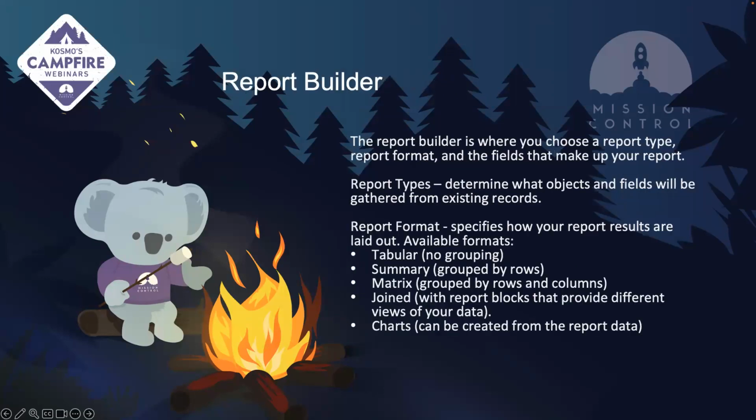Today, we will be using the report builder. So the report builder is where you choose your report type, you'd select your report format, and then the fields that you're going to include in your report. Your report types determine what objects and fields will be used to gather data for your report. So if I have a report type of projects only, then I will only be able to see details that roll up to the project level.